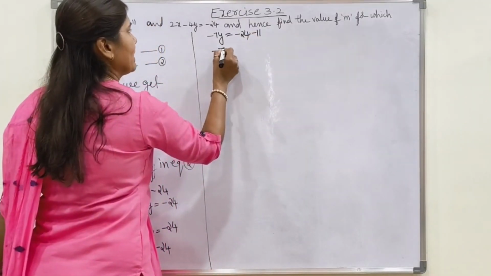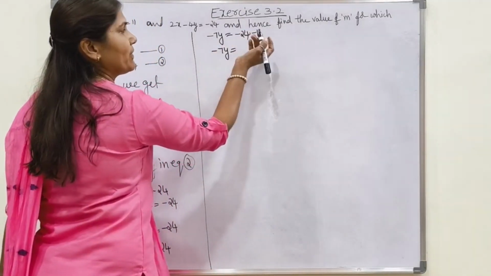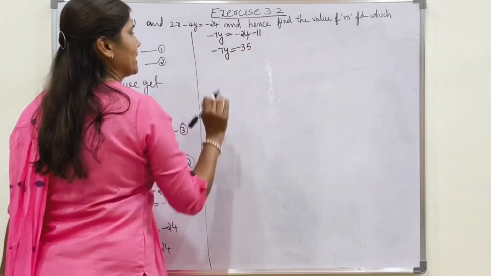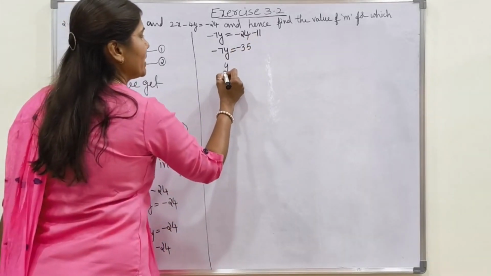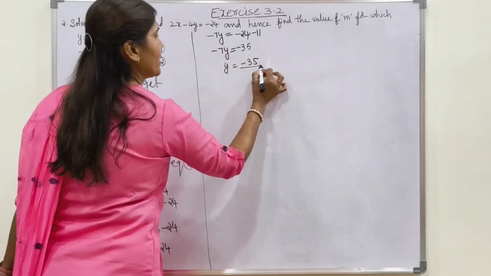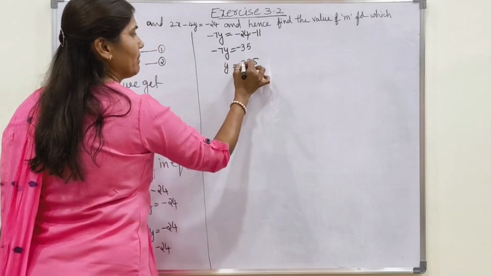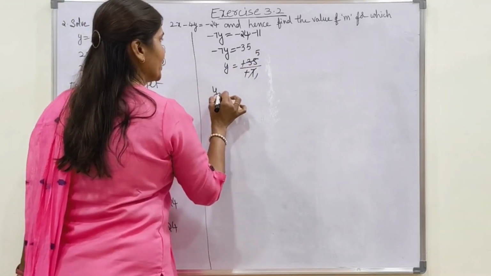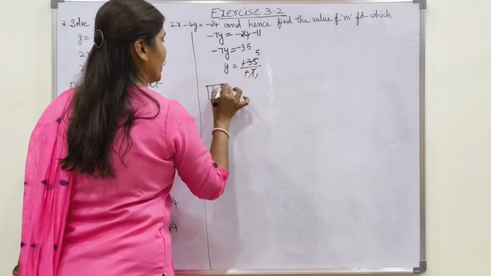Both are minus, so we add: 24 + 11 = 35, which gives −7y = −35. So y = −35 divided by −7. The minuses cancel, and 7 fives are 35. So y = 5. You got the y answer.